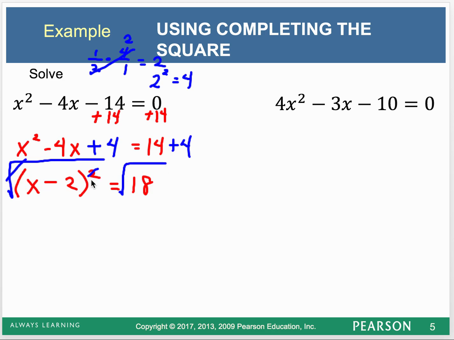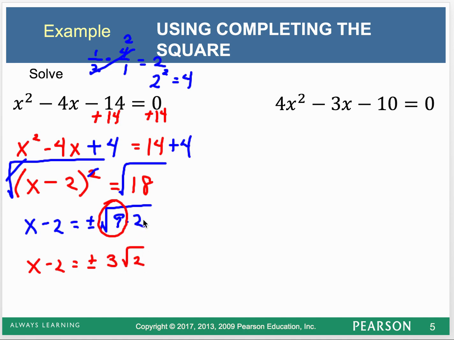That's going to undo itself and leave just x minus 2. Don't forget, what's the first thing you do when you take the square root of a number when it's in an equation? Plus or minus. And I'm going to change that 18 to 9 times 2 because 9 is a perfect square, right? So we wind up with x minus 2 equals plus or minus 3 square roots of 2.